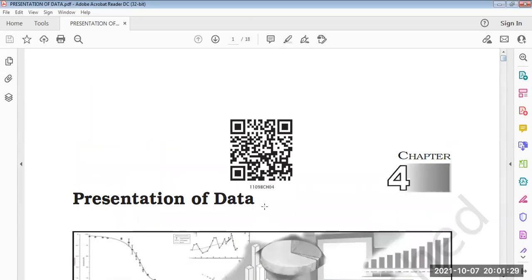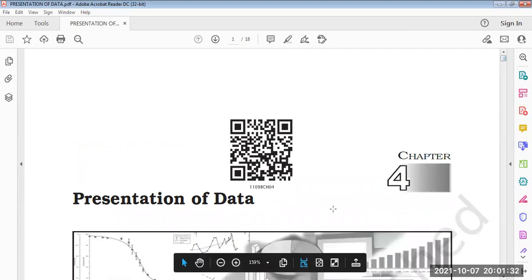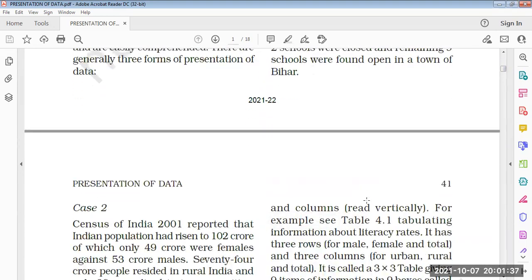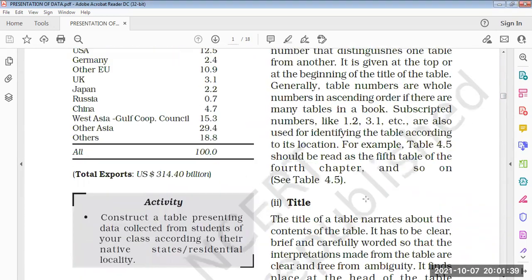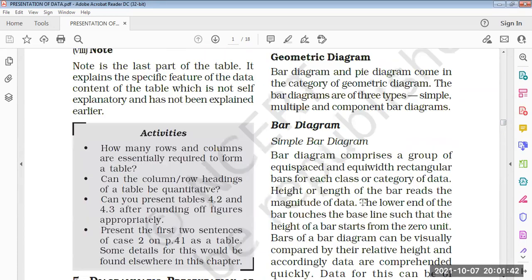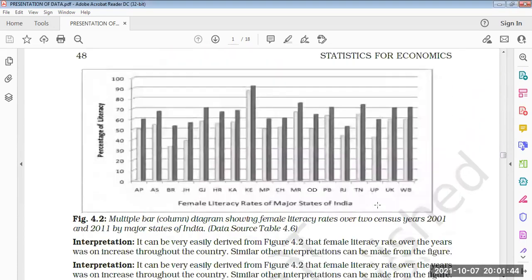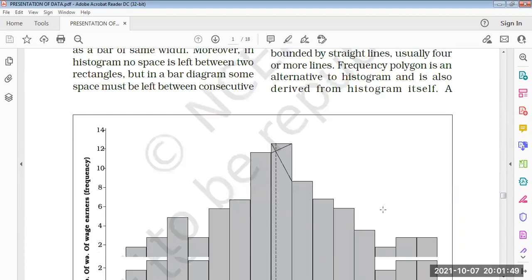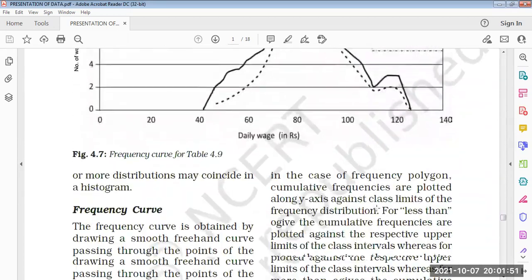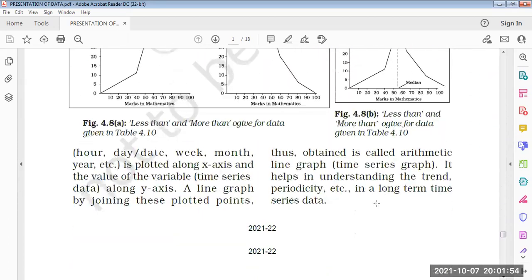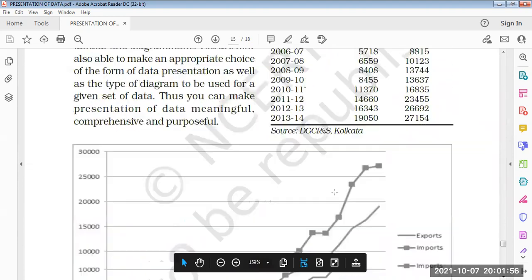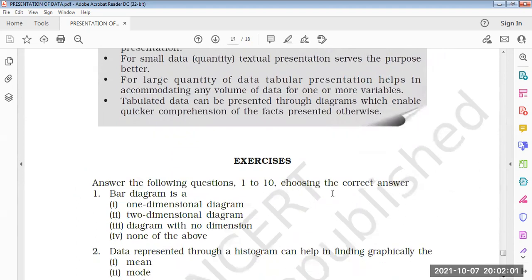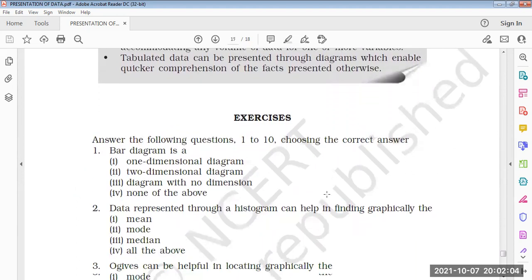So we are in the 4th unit, that is presentation of data of NCERT 11th class economics for statistics. In this unit, we have discussed all these topics like diagrams, various kinds of diagrams, graphs. What are the advantages of diagrams or graphs we have discussed. The frequency polygon, histogram, Ogive curves, then arithmetic line graph. Several others we have discussed. Now coming to exercises.